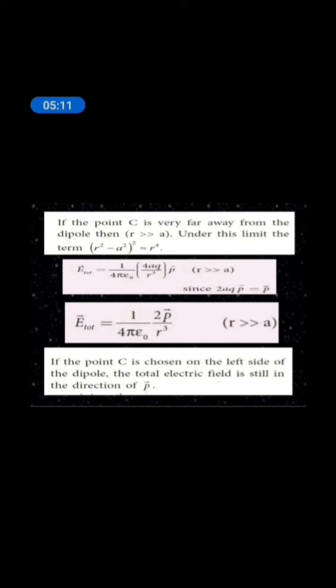So if the point C is chosen on the left side of the dipole, the total electric field is still in the direction of p, in the direction of p vector.